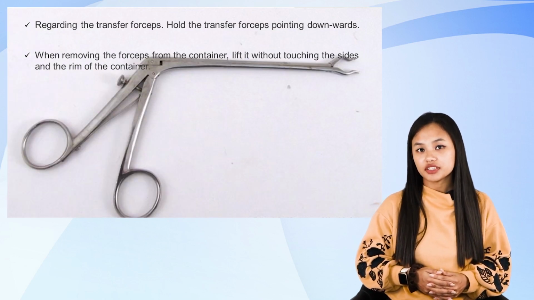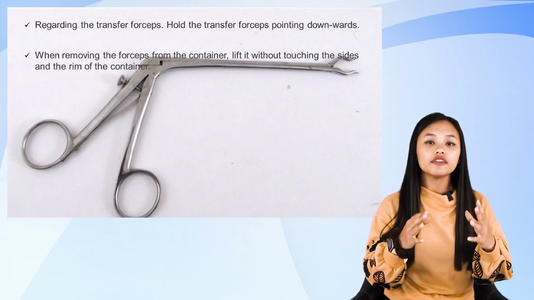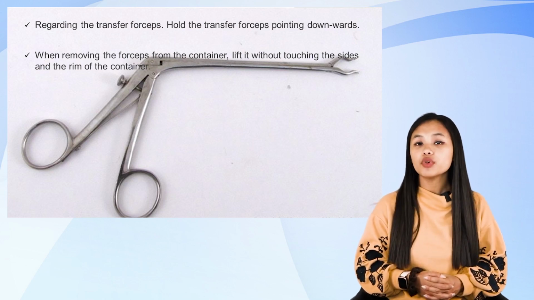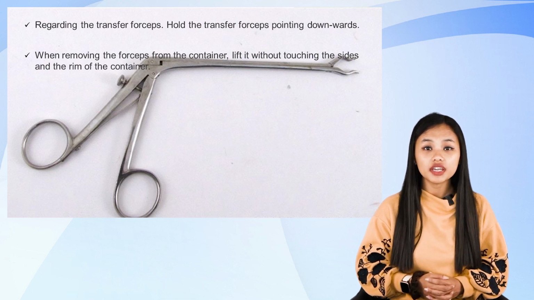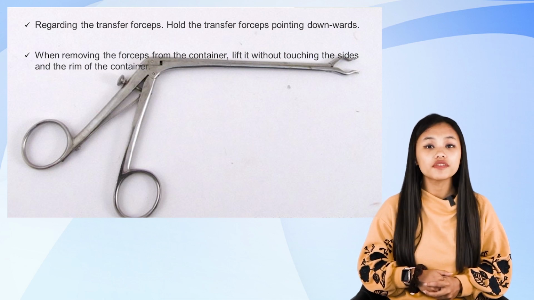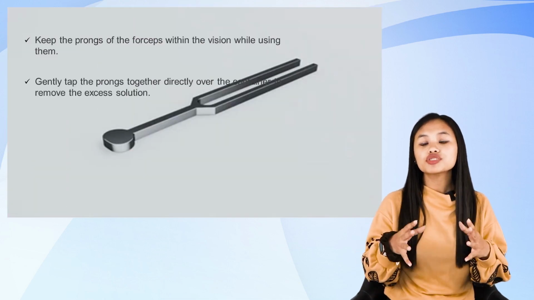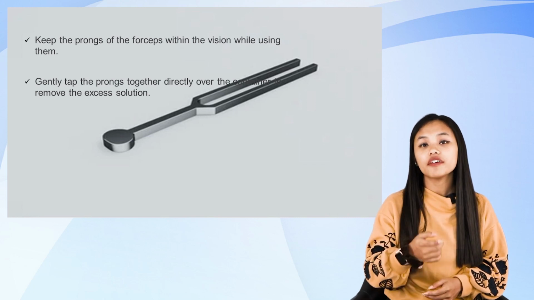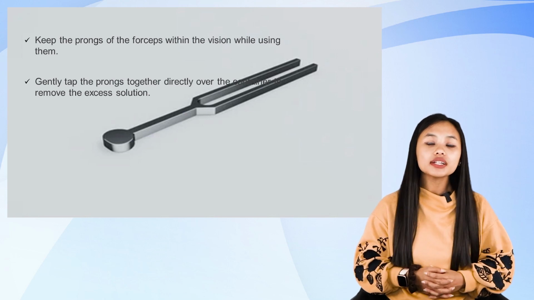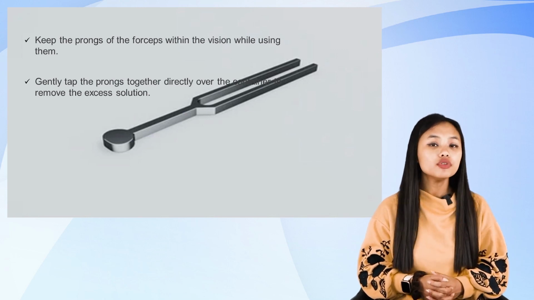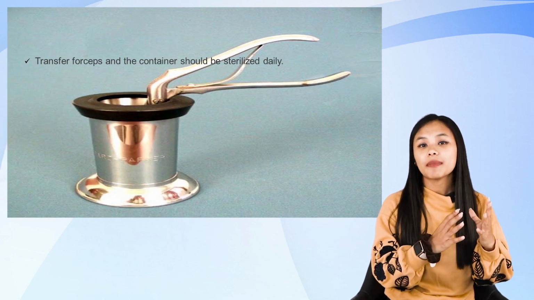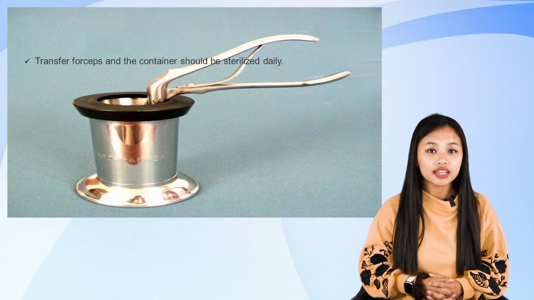And when we talk about the transfer forceps, whenever we handle these, we should hold them pointing downwards. And when we remove any forceps from the container, we should do it without touching the sides as well as the rims of the container. We should keep the prongs of the forceps within vision whenever we are using them. We must gently tap the prongs together directly over the container in order to remove the excess solution. And we must make sure that this transfer forceps and the container are sterilized daily.